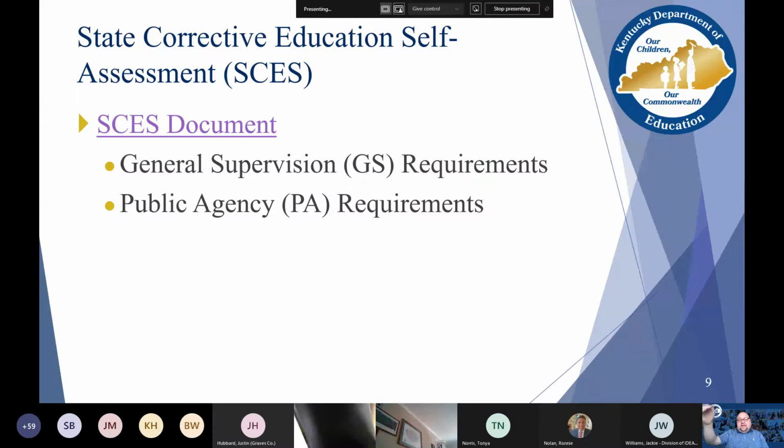The state corrective education self-assessment that was published as a result of that Dear Colleague letter is essentially a checklist. And that checklist says these are the things that you're responsible for making sure that these agencies around the state are implementing, so that your districts are doing that, your agencies are doing that, and that they're doing it responsibly. So again, it's set into two separate pieces.